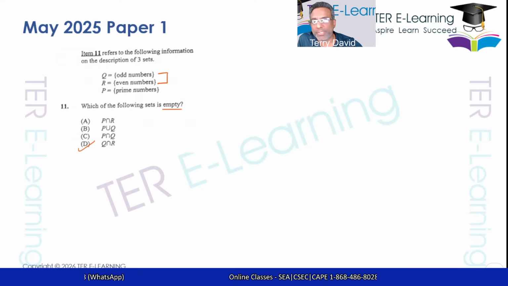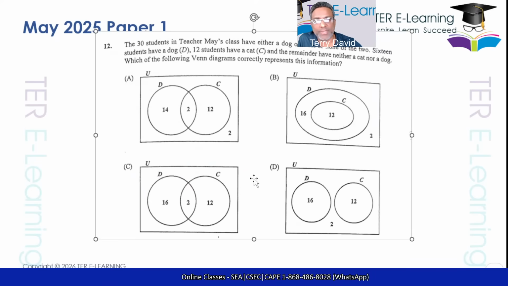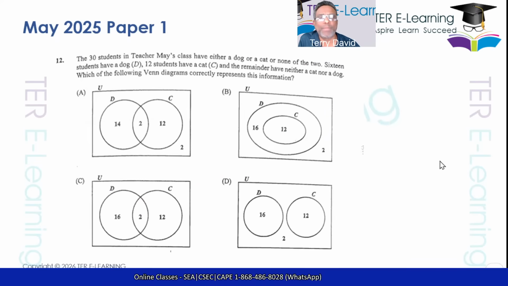Right, number 12, just be careful with number 12. There are a few versions to this question here. So we have teacher May's class, 30 students. They can have either a dog, or a cat, or none of the two. 16 students have a dog, 12 have a cat, and the remainder have neither cat nor dog. What's the answer for 12?